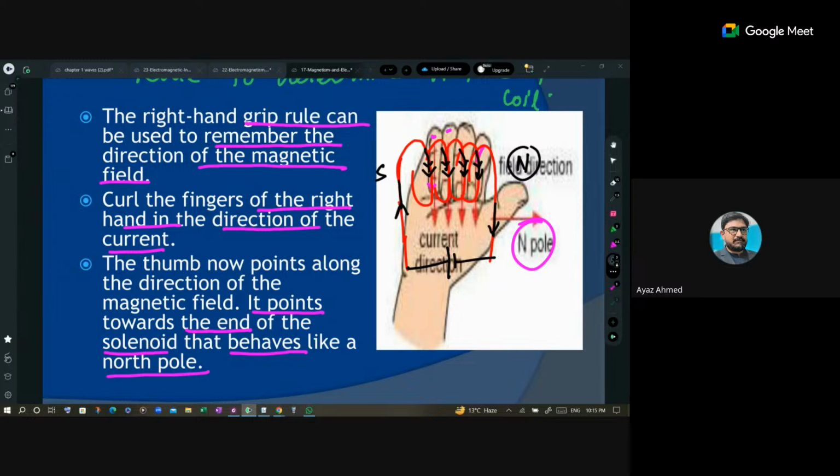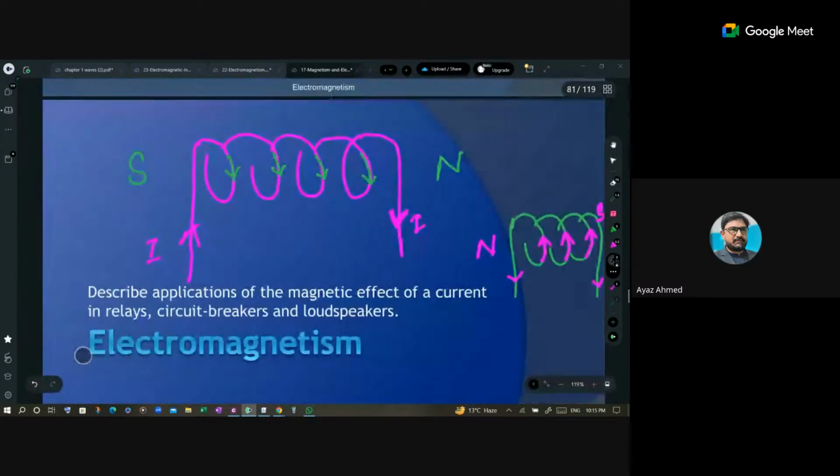Or should I change the color of this coil? This way. Okay, now this is that coil. I have drawn it for your convenience already, I was teaching a class. So this is that coil which was grasped with the right hand. My curling is in the direction of these green arrows, right? So where would the thumb be pointing? Towards this right. So that right is the north pole and the left of the coil is the south pole.